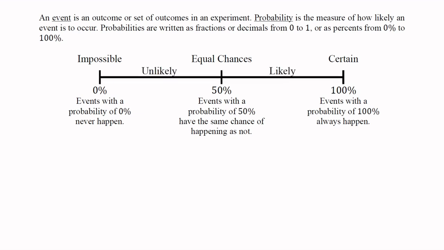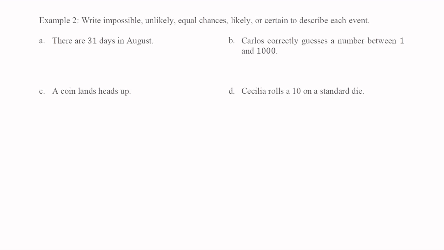Then you have, in between impossible and equal chances, events that are unlikely, and events between equal chances and certain that are events that are likely. So between 0 and 50% odds or probability, we have unlikely. And if your probability is between 50 and 100%, then it's likely to occur. So we're going to write impossible, unlikely, equal chances, likely, or certain to describe each event.